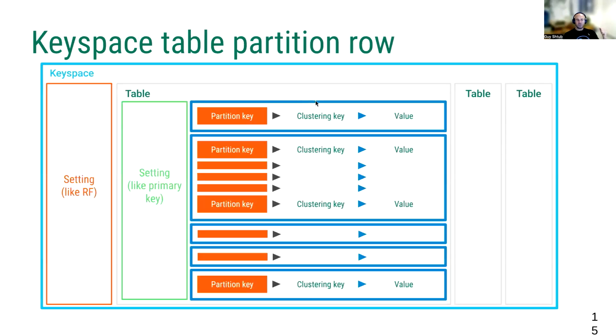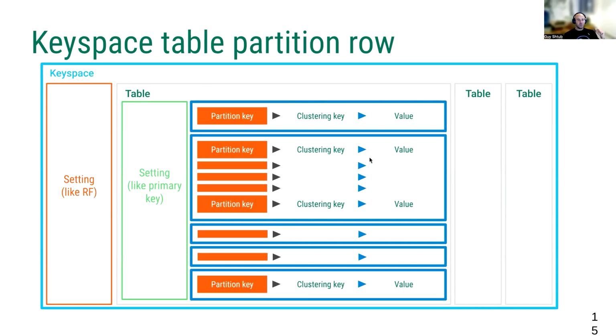Okay, another way to look at it is here we can see the key space, which is, like I mentioned, a high-level container for tables. We can have one or more tables in each key space. And by the way, an application can have more than one key space, but it might also have just one key space, depending on your needs.